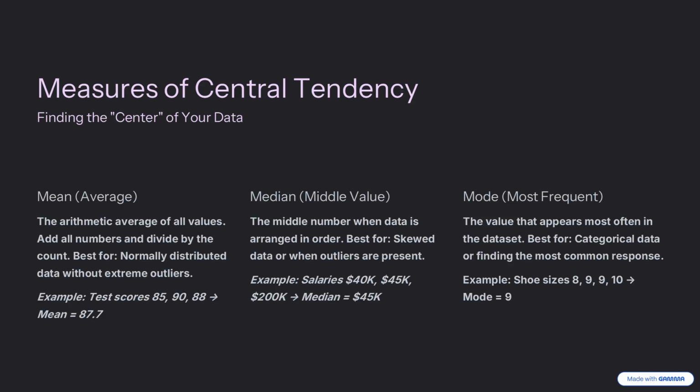Third one is mode, used for finding the most frequent occurrence. It is the value that appears most often in a dataset, best for categorical data or finding the most common response. For example, shoe sizes 8, 9, 9, 10. So the mode is 9 because the frequency of 9 in the given data is the highest.